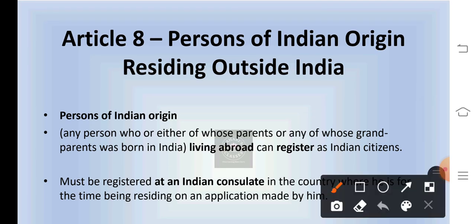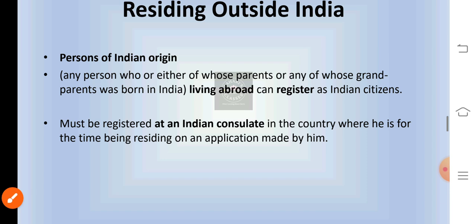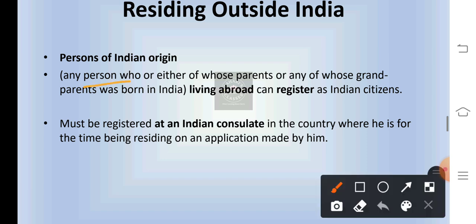Next is Article 8. It defines the persons of Indian origin residing outside India. So who is a person of Indian origin? It is a person either of whose parents or grandparents were born in India, but the person is currently living abroad and is willing to acquire the citizenship of India, and must register as an Indian citizen. They can register at any Indian consulate in the country where he or she is residing by an application.